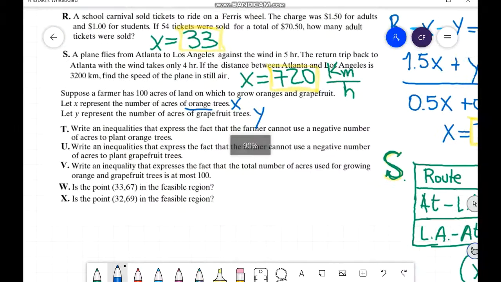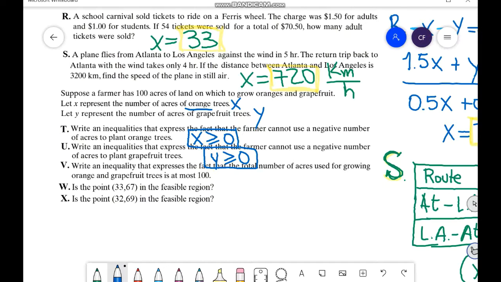Letter T, write an inequality that expresses the fact that the farmer cannot use a negative number of acres to plant orange trees. Orange trees is X. X needs to be greater than or equal to 0. That's the inequality. Letter U, write an inequality that expresses the fact that the farmer cannot use a negative number to plant grapefruit trees. Grapefruit is Y, and it needs to be greater than or equal to 0. That's the inequality.